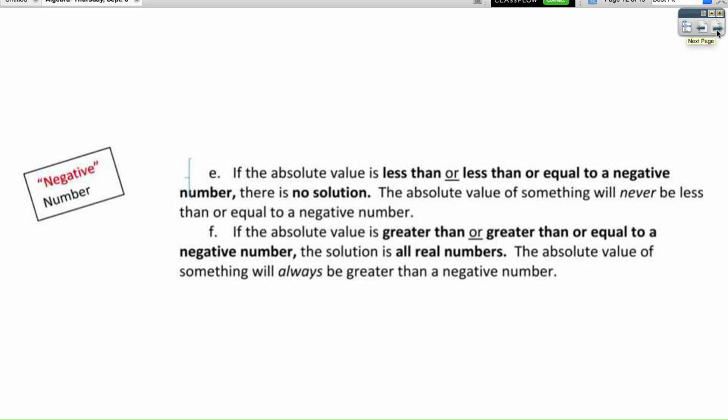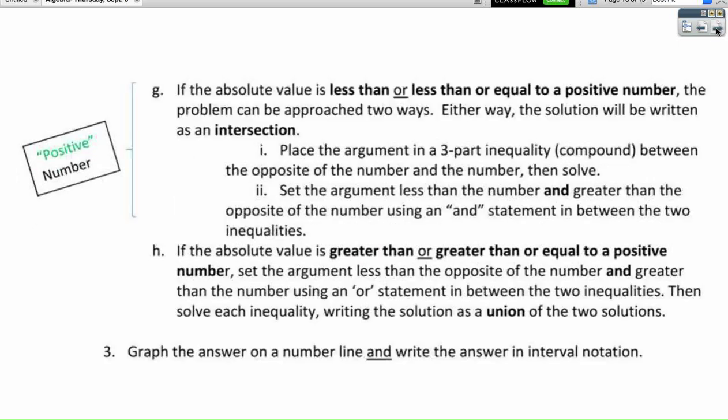A negative number, if it comes out to be less than or equal to a negative number, there's no solution. Again, it cannot be coming out to equal a negative number. If the absolute value is greater than or equal to a negative number, then the solution's technically going to be all real numbers because the absolute value will always be greater than a negative number. The last possibility is if it comes out to be a positive number. And so these are the ones that generally take a little bit more working out to get a final answer.